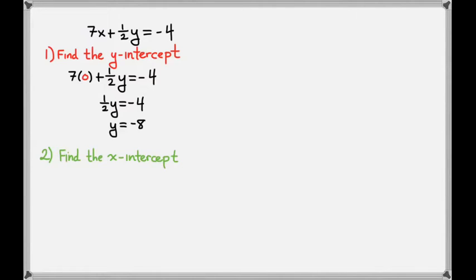Now let's find the x-intercept. Remember, we'll find this by setting y equal to 0. So we'll have 7x plus 1 half times 0 equals negative 4. That leaves us with 7x equals negative 4. After dividing both sides by 7, we'll have x equals negative 4 sevenths, which is approximately negative 0.6.